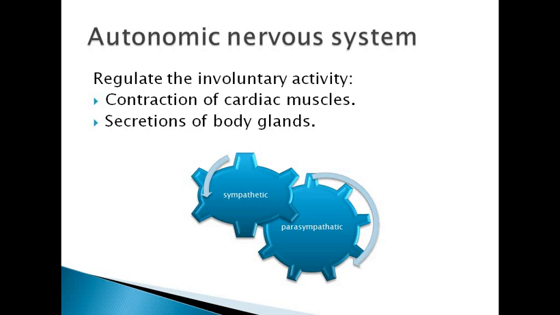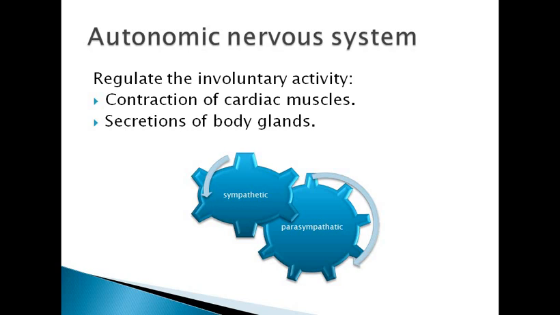All these activities are not under the control of the will of the human being, so it is called involuntary activity. And this involuntary activity is controlled by two types of nerves. One of them is called sympathetic and the other is called parasympathetic.